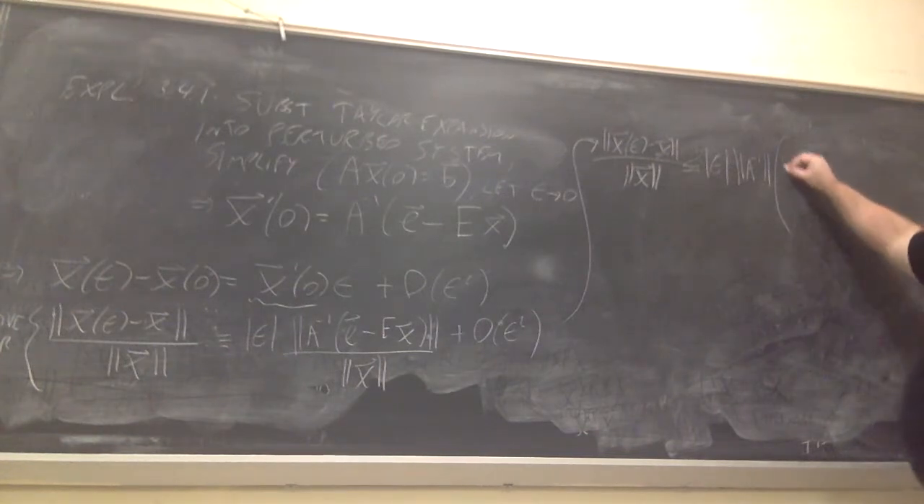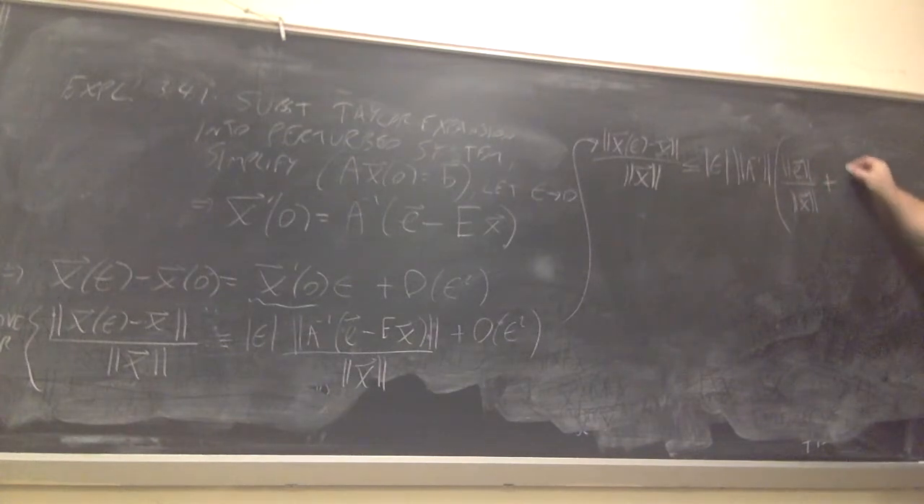Okay. And then I have the norm of E divided by the norm of x, the norm of big E times the norm of x over the norm of x, plus other stuff. The norms of x here.